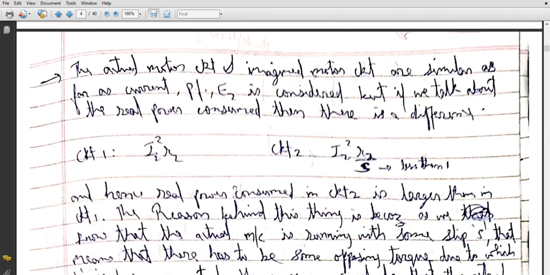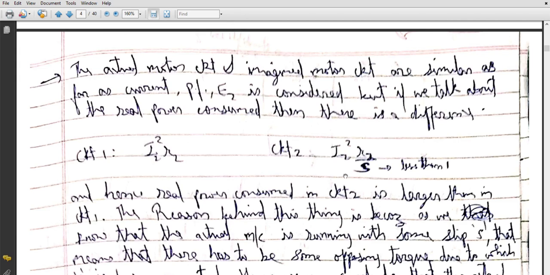That means these circuits are not the same. So what does this signify? The real power consumed in circuit 1, that is the original circuit, what does it signify? It signifies I2 square R2, which is nothing but the rotor ohmic loss. This is the rotor resistance R2. So I2 square R2 is nothing but the rotor ohmic loss. What is the active power loss in rotor resistance? This signifies only this thing.